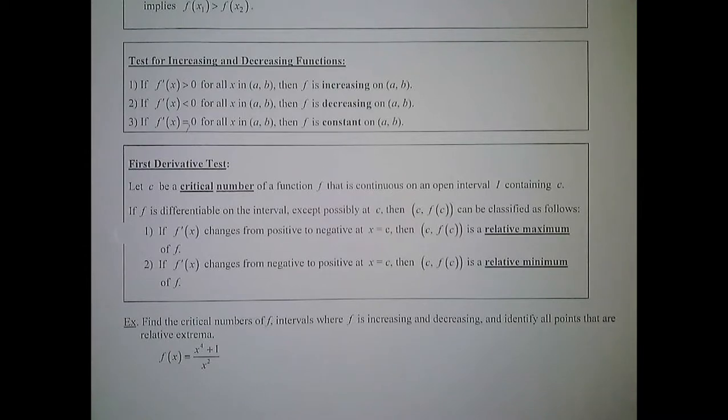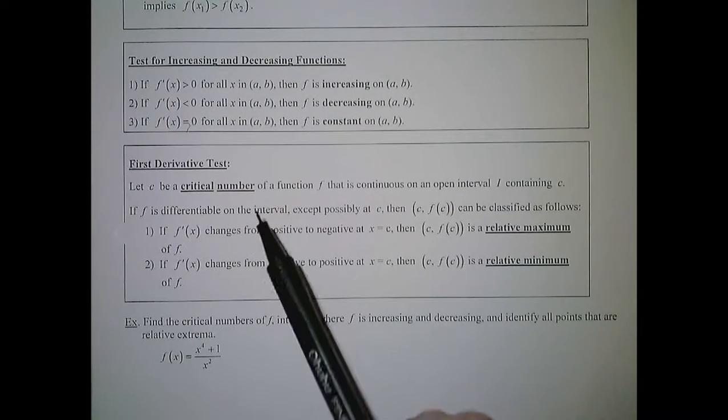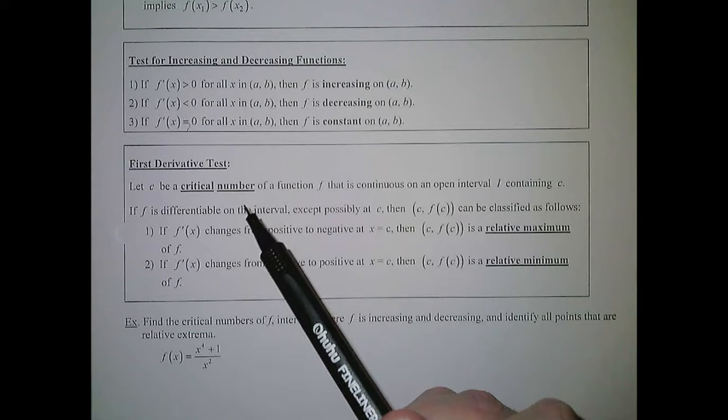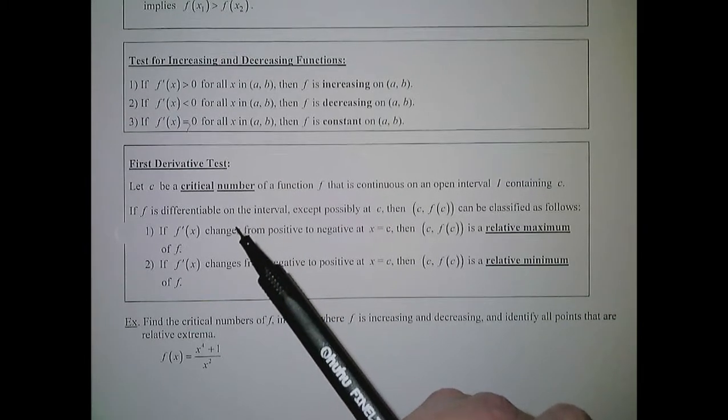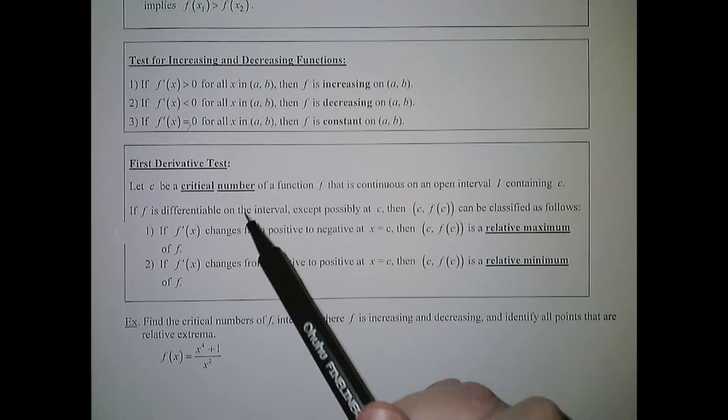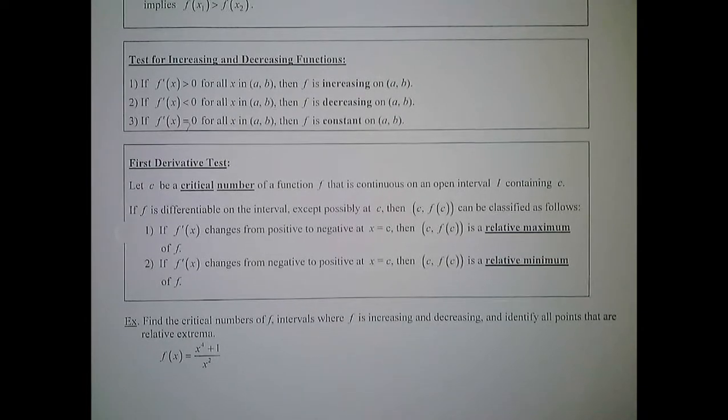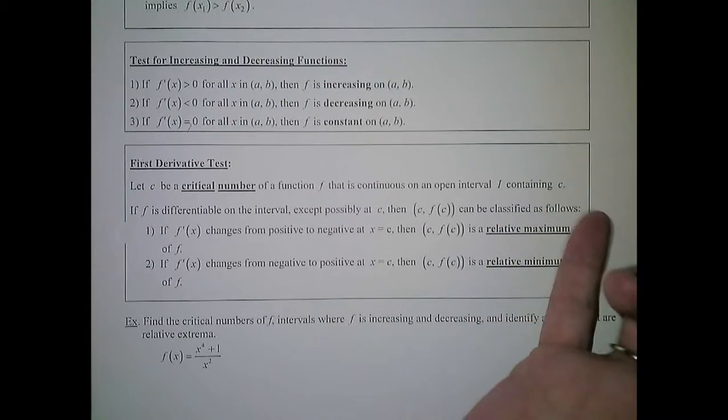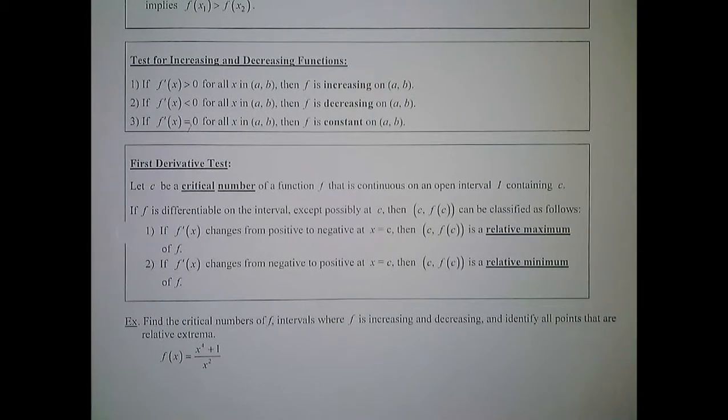So let's say that c is a critical number. And previously we said that a critical number is a place where the derivative of the function is either equal to 0 or possibly does not exist. So if c is a critical number of a function f, and that function is continuous on an interval that contains c, and f is differentiable on the interval, except possibly at c itself, because we could have a sharp point that is causing it to not be differentiable at that instant, then the point (c, f of c) can be classified as one of the following.